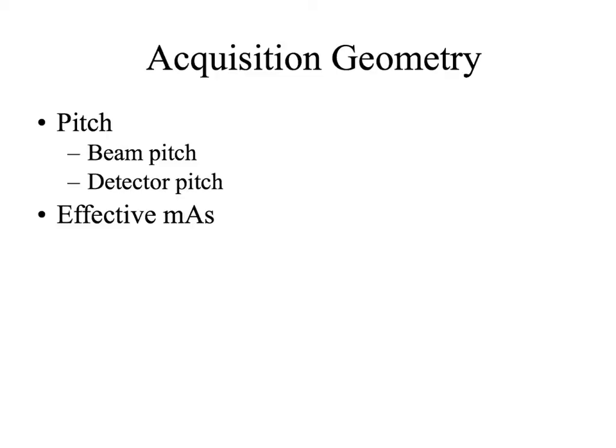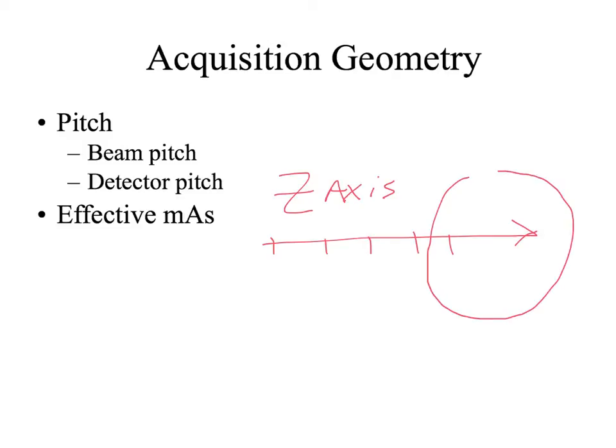Can you say that again? Pitch is the amount that we're moving the table as we spin the tube. Okay? So if we're looking at the z-axis, right? So pretend this is the z-axis. Pitch is talking about the amount that we move this for each time that we spin the tube around this, right? Oh, okay. Does that make sense?